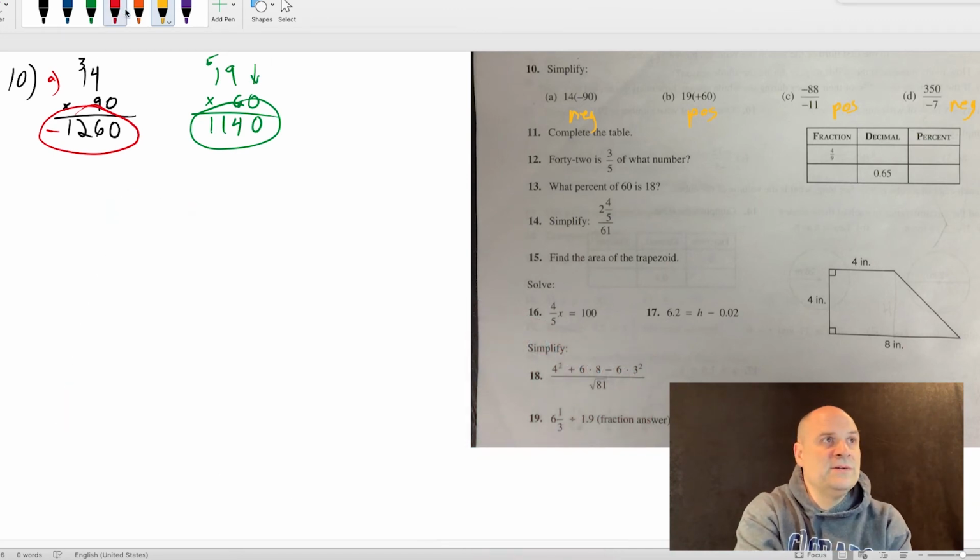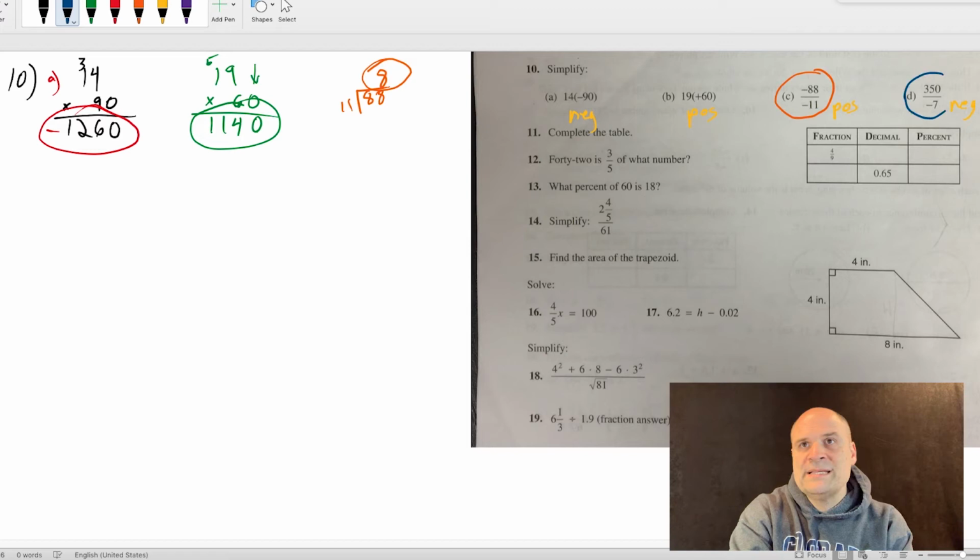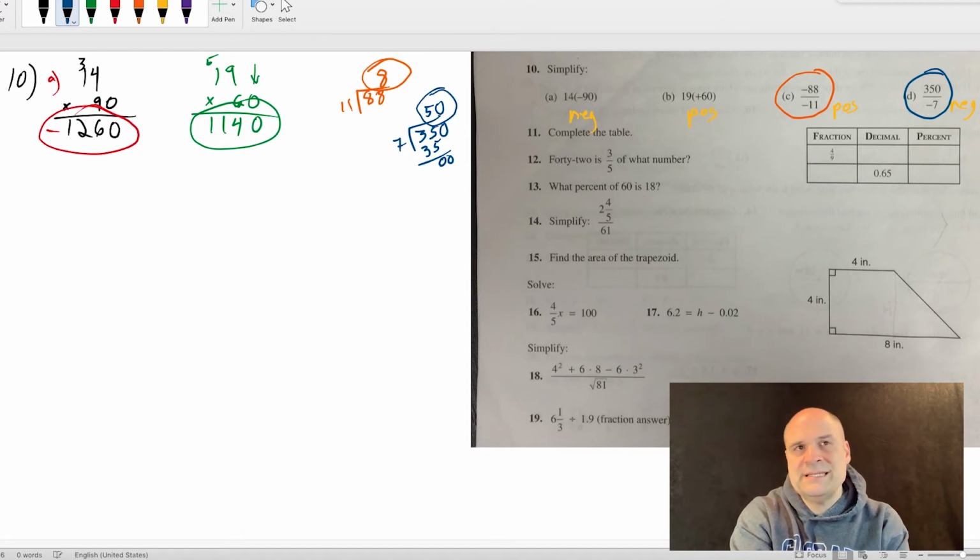All right, let's do this guy. What's negative 88 divided by negative 11? Well, remember, we don't have to worry about the negatives anymore, so we're just going to divide 88 by 11. That goes in exactly 8 times. Okay, last one. 350 divided by 7. 7 goes into 35 5 times. And then 7 goes into 0 0 times. So 50. There's your answer to D.